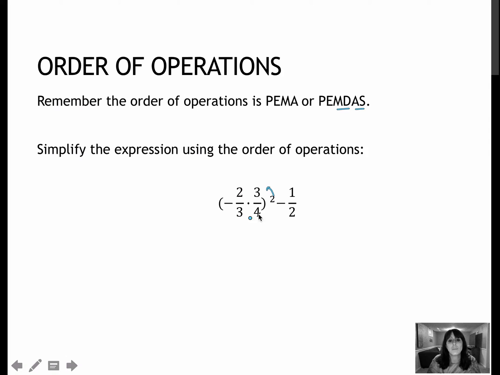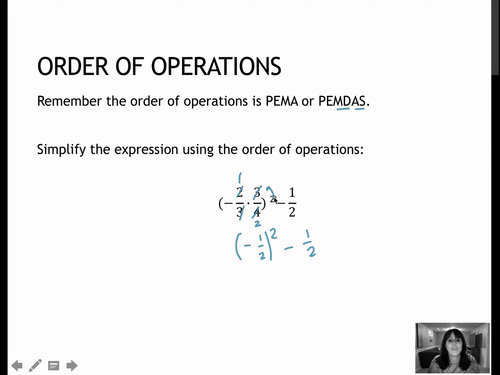So I've got some multiplication that's happening on the inside of parentheses, and of course parentheses have to happen first. So I'm going to multiply inside the parentheses, but before I do that, I'm actually going to do some simplification. My 3's will cancel, and my 2 and my 4 will cancel, and I end up with negative 1/2 squared minus 1/2.